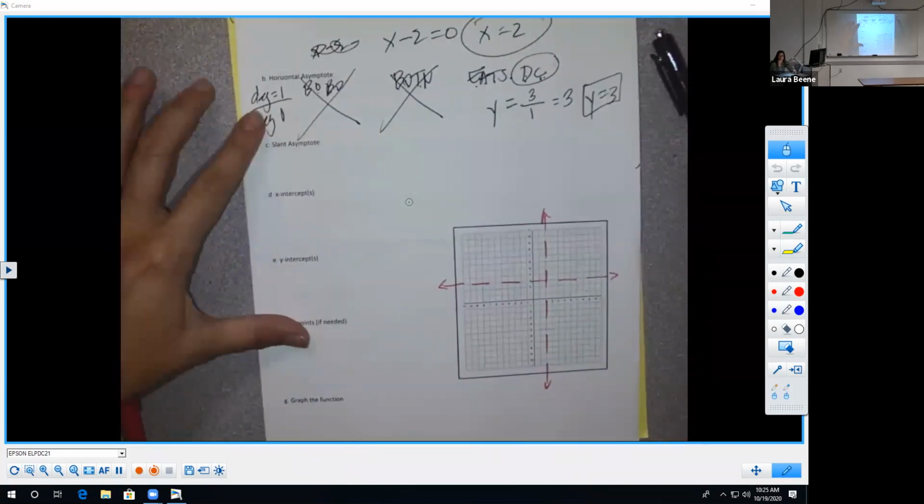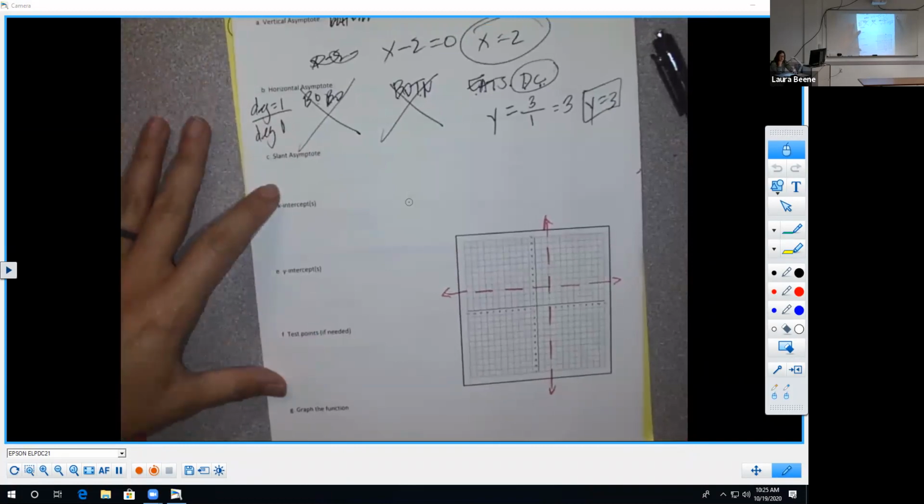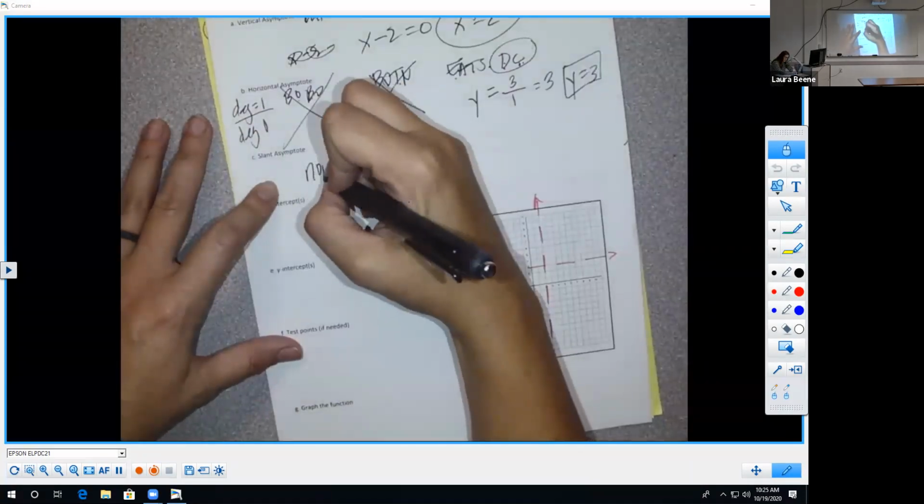Do we have a horizontal asymptote? Yes. So do we have a slant asymptote? No, you will never have both.